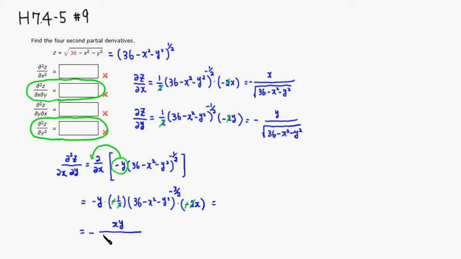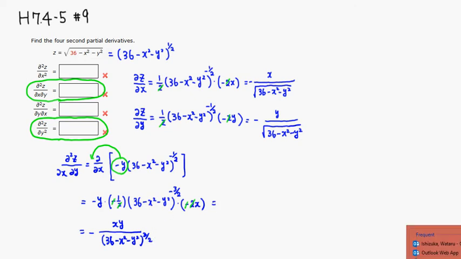Right? And on the bottom, since it's a negative power, I'll put it on the bottom. Right, 36 minus x squared minus y squared raised to the 3/2 power. So let's type this guy in first and see if we got it.